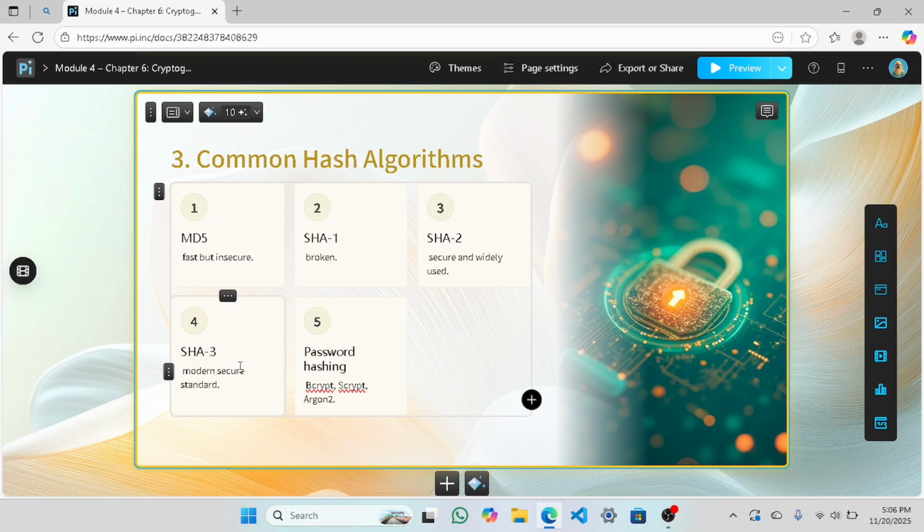SHA3 is the newest version. It's the newest standard, resistant to modern attack techniques, designed using the Keccak algorithm. How do you pronounce it? Keccak. I don't know how you pronounce it. Keccak algorithm. Then some password hashing.